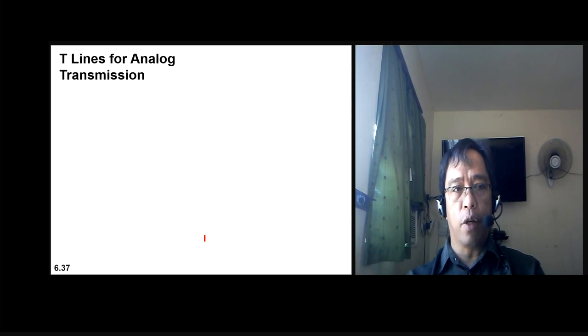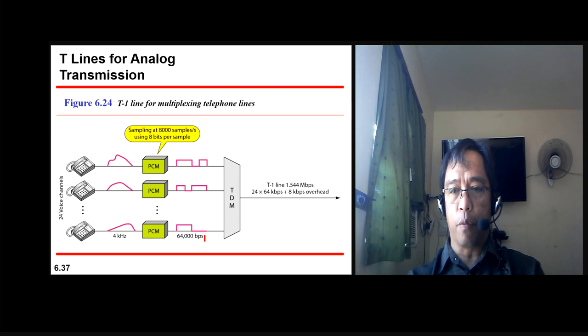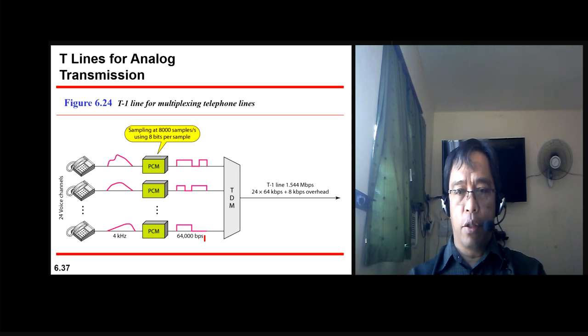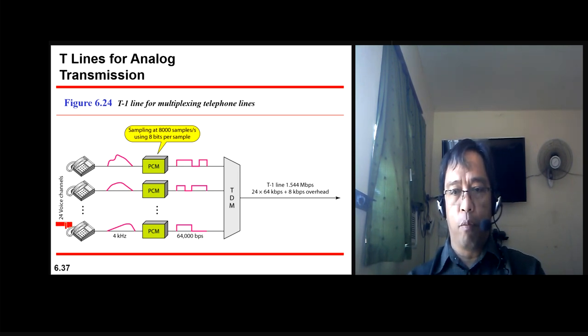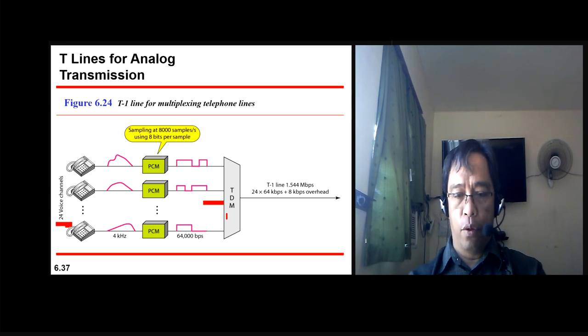T lines for analog transmission. Figure 6.24 shows an illustration of T lines for analog transmission. This is how 24 voice channels can be multiplexed onto one line. T lines are digital lines designed for the transmission of digital data, audio, or video.